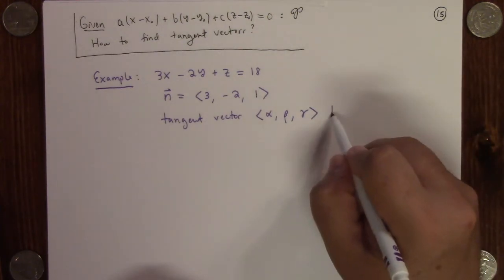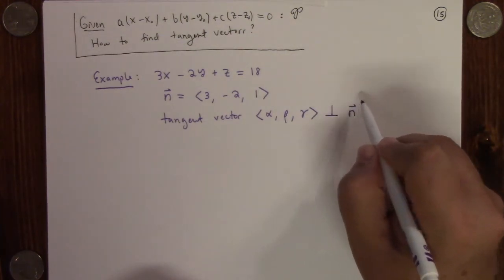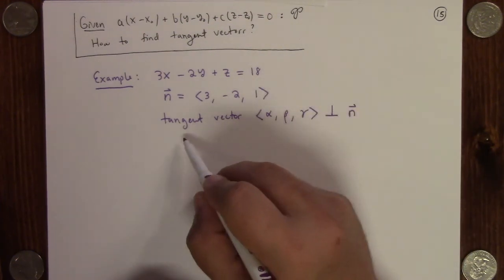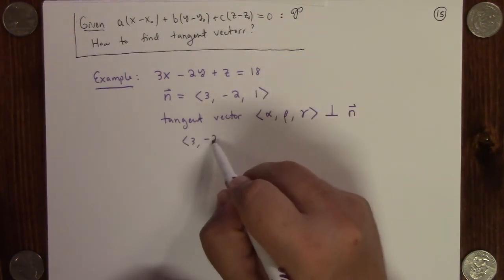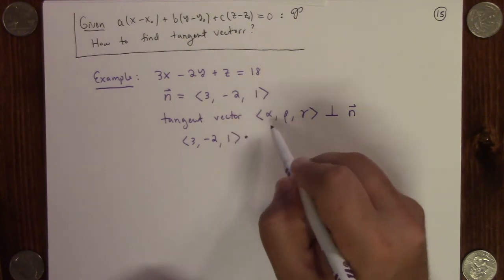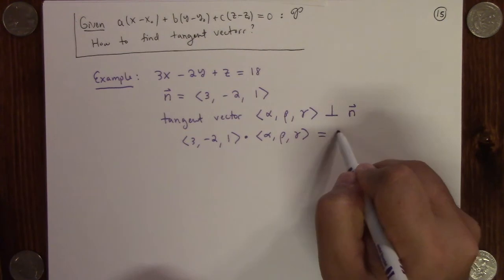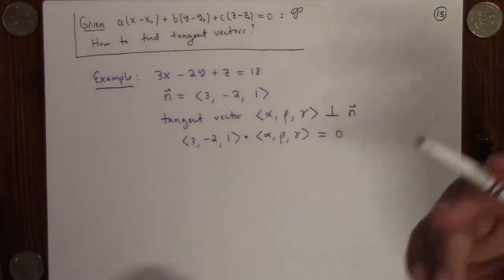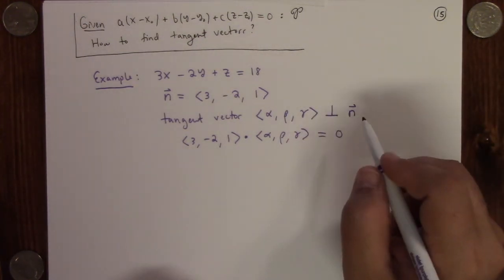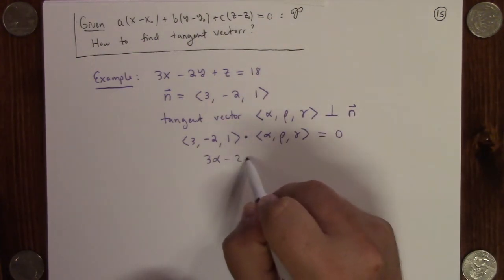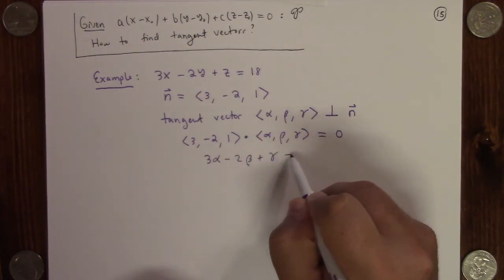This needs to be perpendicular to the normal, right? So we're looking for (3, -2, 1) dotted with (alpha, beta, gamma) has to be 0. We need to see if we can solve that in order to find the vectors. And so what you're looking at is 3 alpha minus 2 beta plus gamma equal to 0.